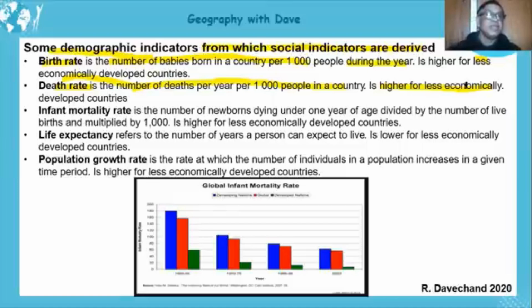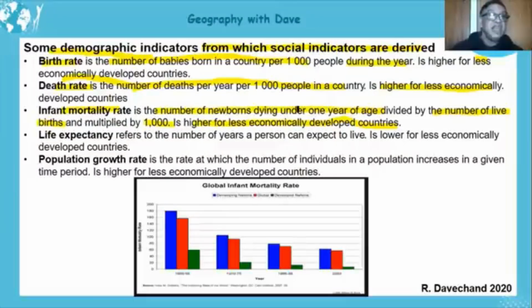People die. The quality of life is poor. Infant mortality rate, the number of newborns dying under 1 year of age divided by the number of live births, obviously multiplied by 1,000, tells you the number of people dying under 1 year. That's the main focus. And of course, again, it'll be higher for less economically developed countries because of lack of facilities and lower income, etc. Okay, but here again, learners, I'm giving you a full thing. If you know the number of newborns dying under 1 year of age, that is fine for us.